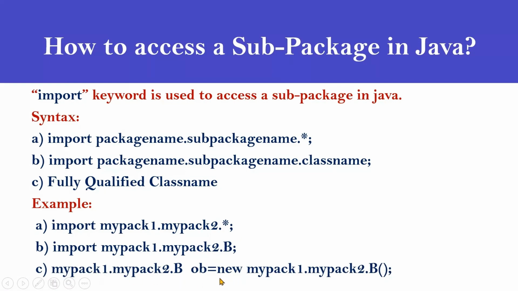Then the object is created with new mypack1 dot mypack2 dot B. Here also complexity arises because you may create objects n number of times. Wherever you want to work with the class name, you would have to write this prefix. So better you go for the first two.